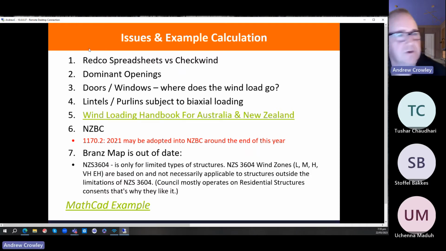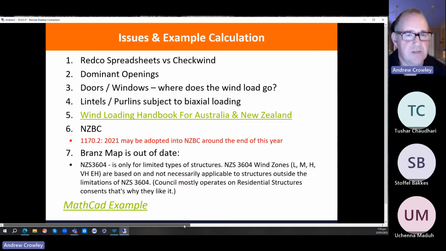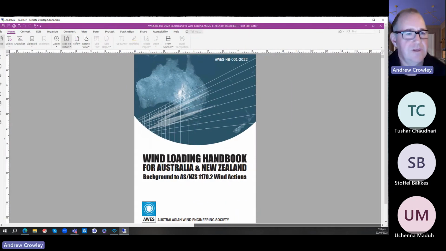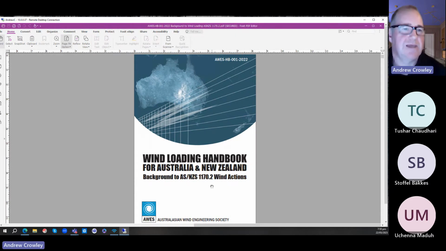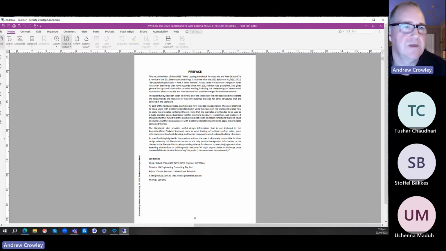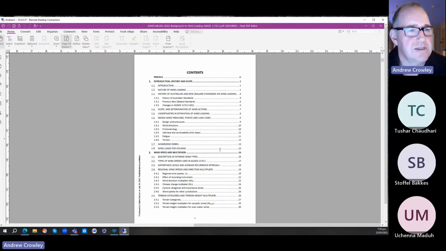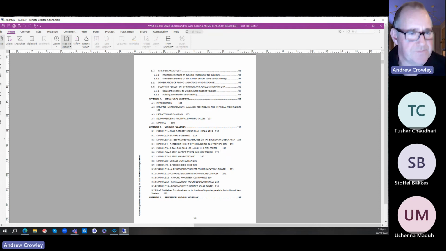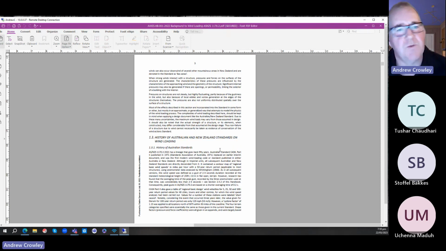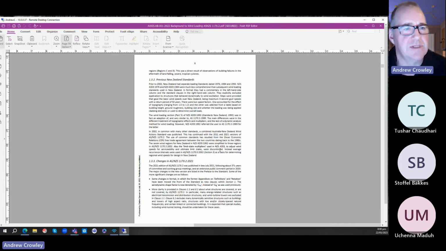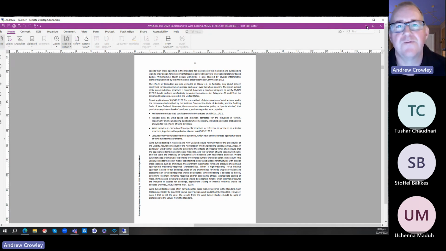We have a handbook for wind loading, and it's come from the Australian Wind Engineering Society. This is available through the standards directories on the Common Drive, and so you can read to your heart's content this particular document, and it tells you all the background behind the code, the history and the changes of the code, and so forth.